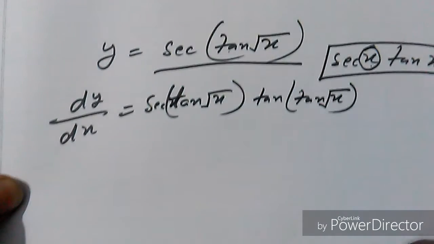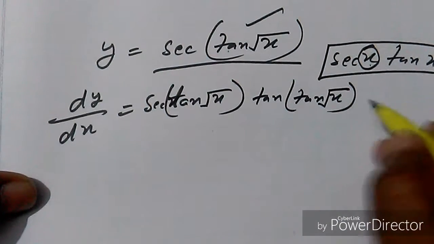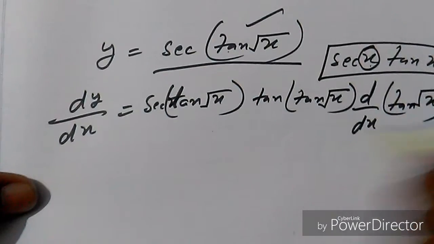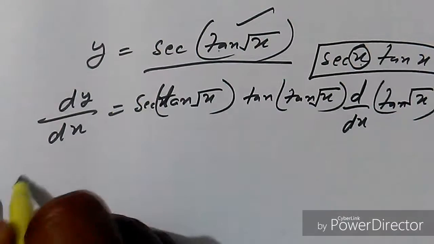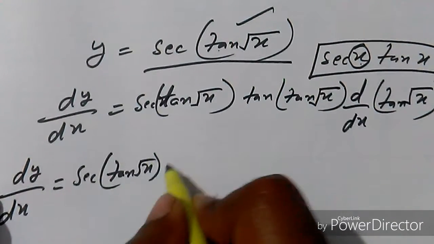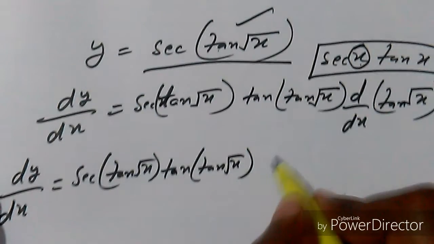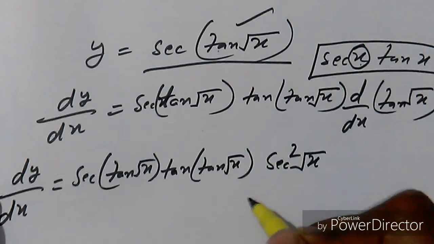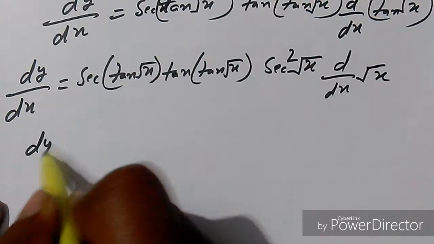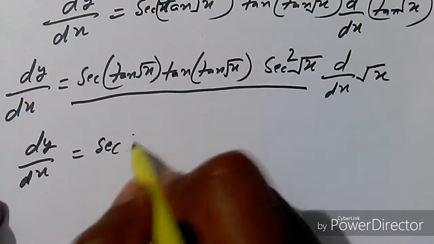Okay my friends, now we differentiate the internal function, that is tan root x. Now d by dx of tan root x, differentiate it. Okay friends, then dy by dx is equal to sec tan root x, tan root x, that is the same, and the derivative of tan x is sec square root x, and now the derivative of root x. The sec part is the whole same because it is already differentiated.